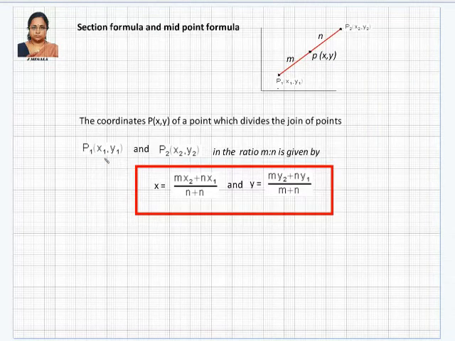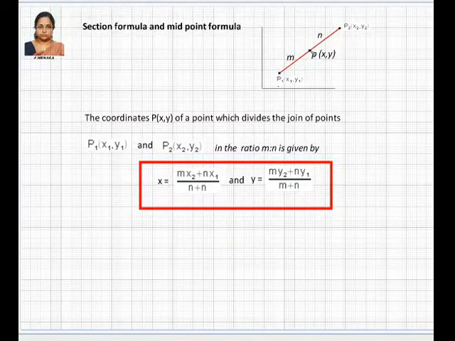Next is about the section formula and midpoint formula. The section formula is like when you have a line here, you have the points P1 and P2 on the line, and then you have one small point in between called point P, which is going to divide the entire line into different parts in the ratio m is to n. So this distance may be m and this distance may be n. In that case, you can just find the point.